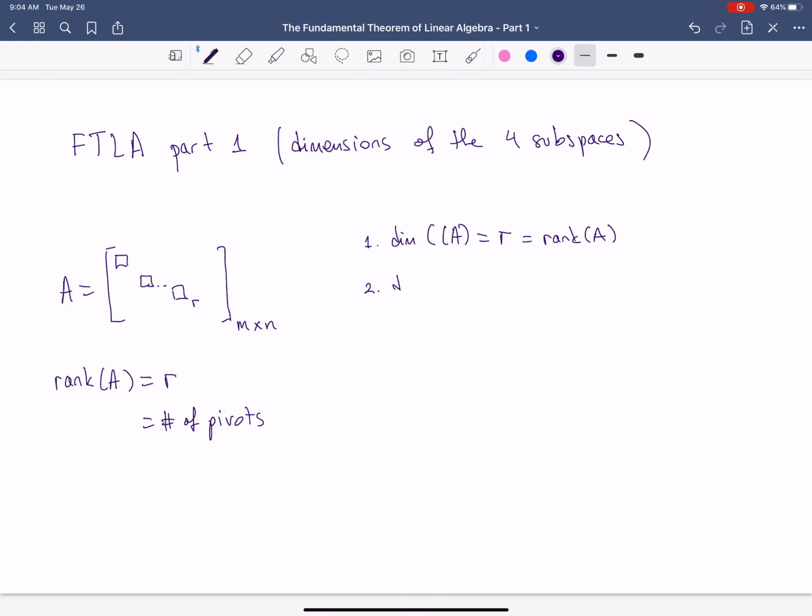Now, the dimension of the row space, which is the column space of A transpose, is also R. Why is that the case? Because if you were to transpose the matrix and carry out elimination, you would still have R pivots. Those R pivots will be in the rows of A which have pivots. So the pivot rows would give us a basis for the row space of A, and therefore the dimension of the row space is also R.